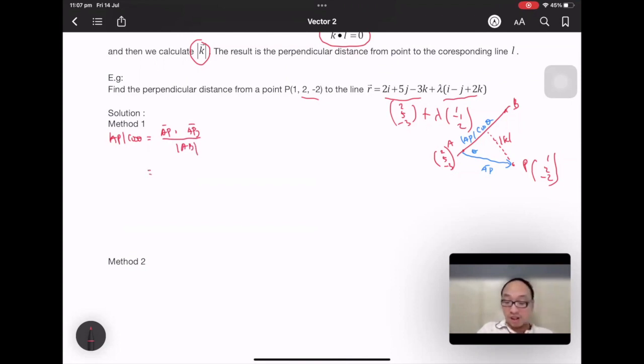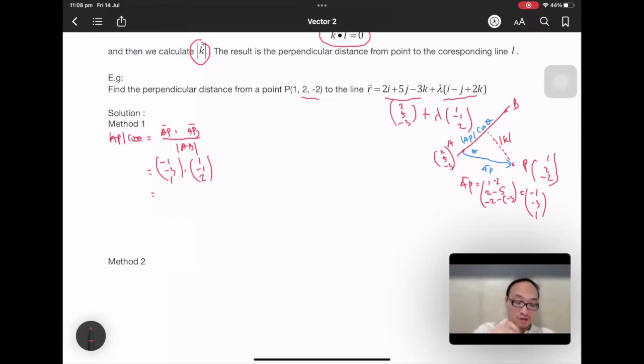So vector AP, what is vector AP? So vector AP here is equal to P minus A. So 1 minus 2, 2 minus 5, -2 minus -3. So AP is equal to -1, -3, and 1. So -1, -3, 1, dot AB. AB is the direction vector of the line. So 1, -1, 2.